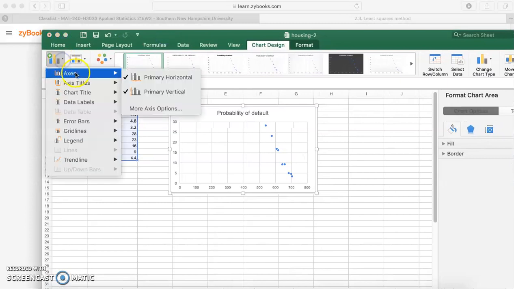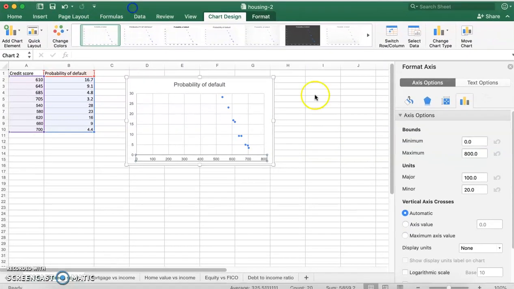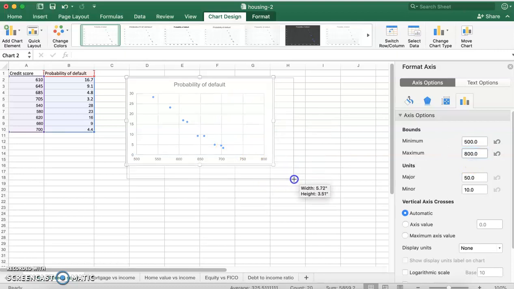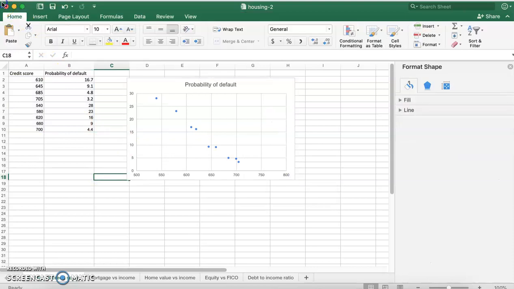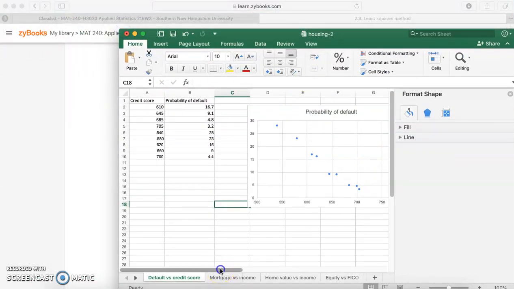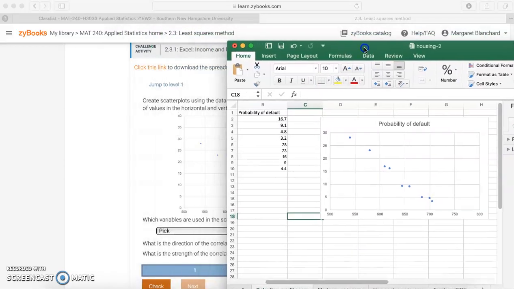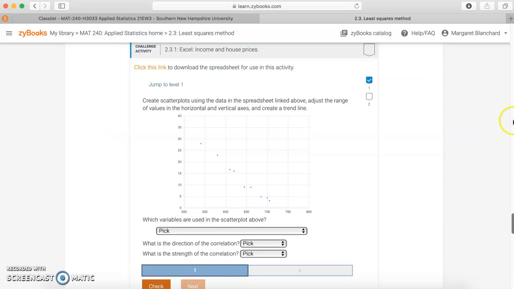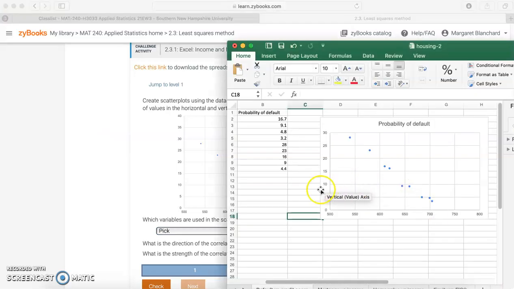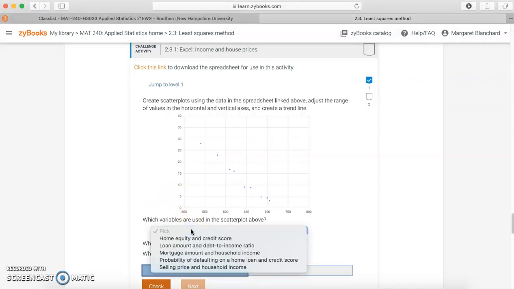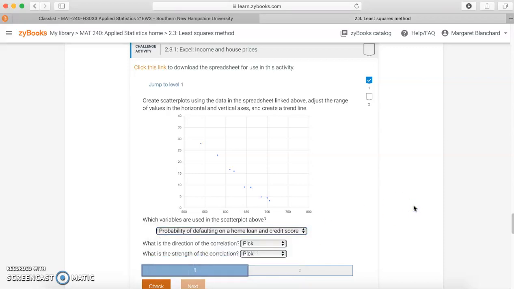So we're going to go down here to axes and axis options, and it said 500 to 800. We're going to keep it at the same thing that they have in the picture just for comparison. So there's our very, very similar scatter plot. Sorry, I'm just adjusting it so we can see them together. And again, you can see what this one is just based on the values we saw in the spreadsheet. So we can already say that the variables we're looking at are FICO score and probability of default.